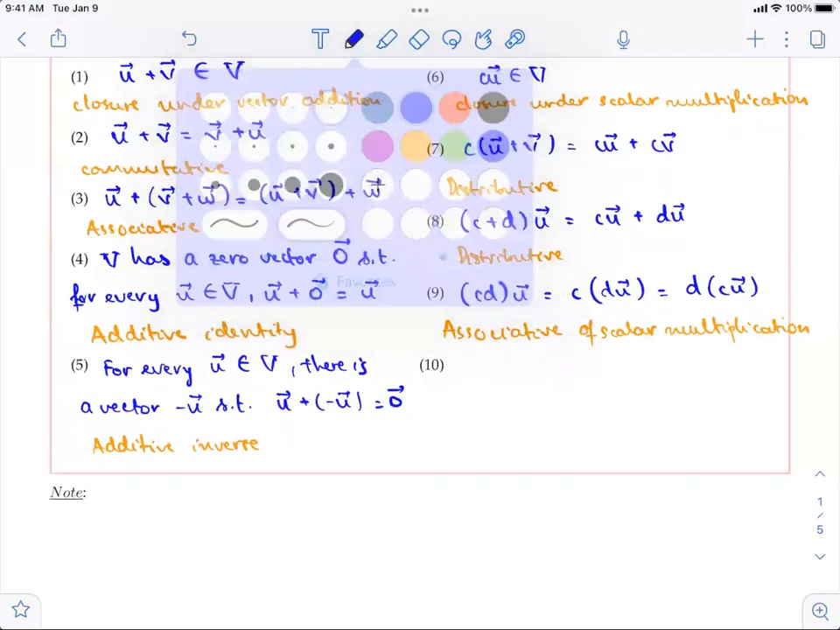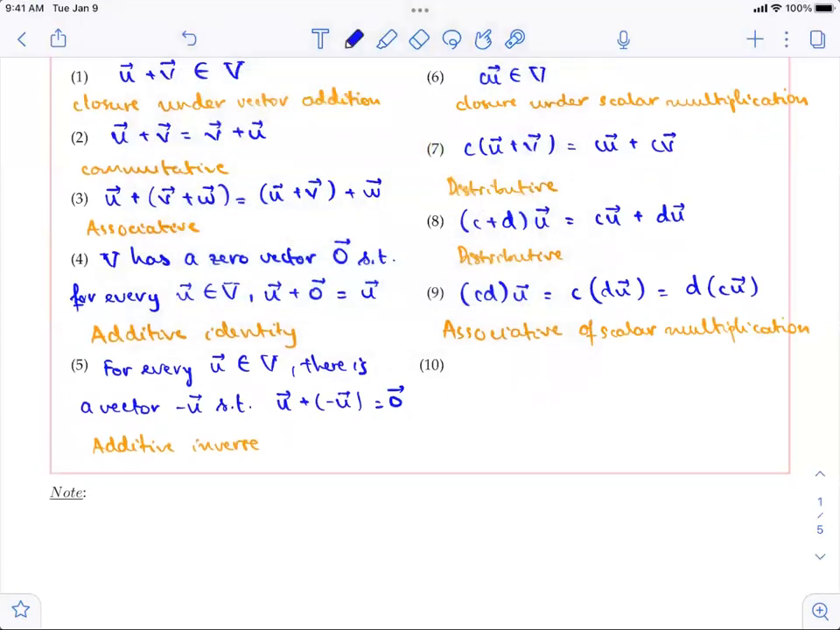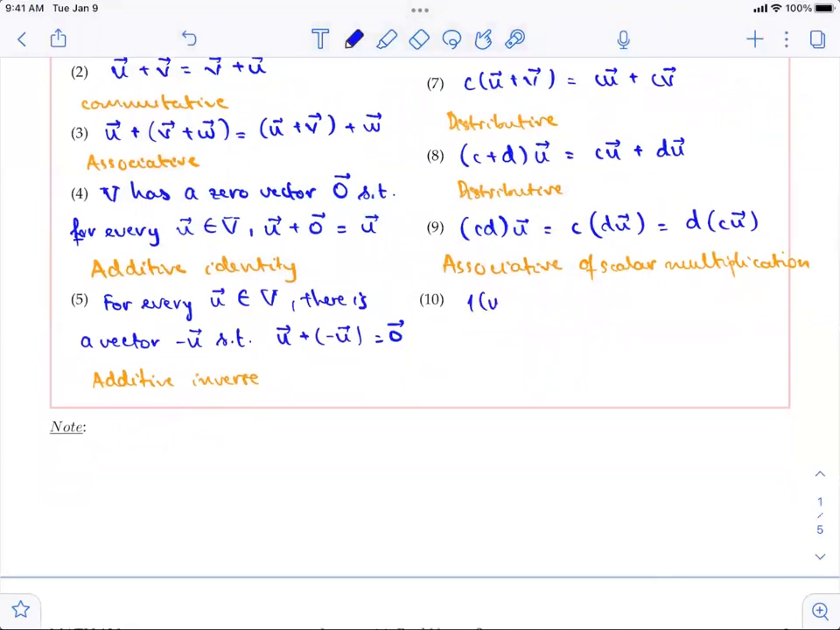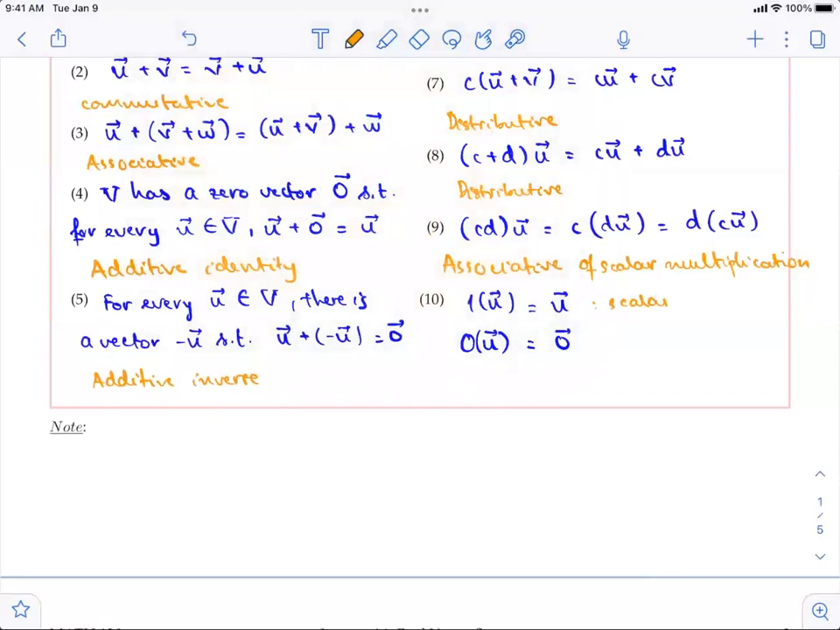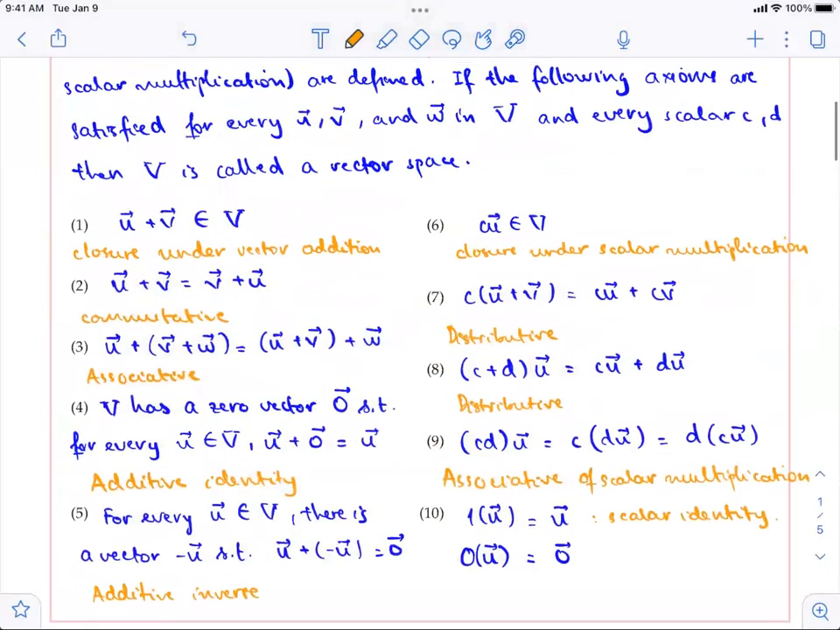And the last property is that of scalar identity. So 1 times U is equal to the vector U itself, or the zero scalar identity: you have 0 times U is going to be the zero vector. So the first one here is the scalar identity. Okay. So these 10 properties, again, you have seen in the last lecture as well.